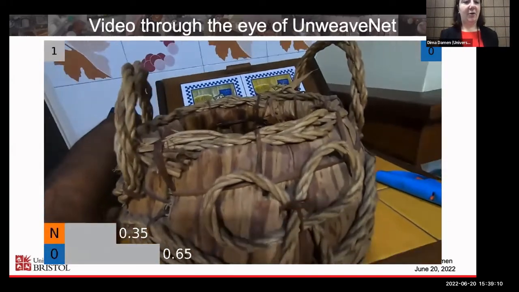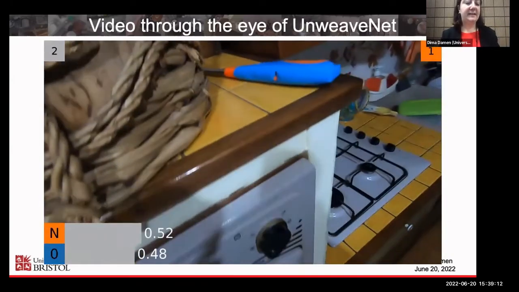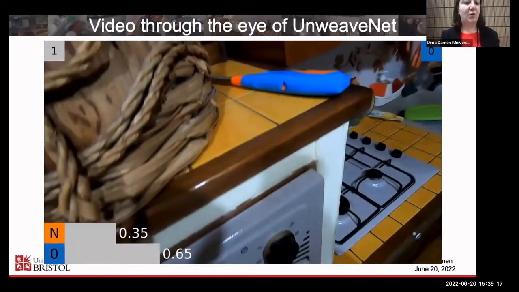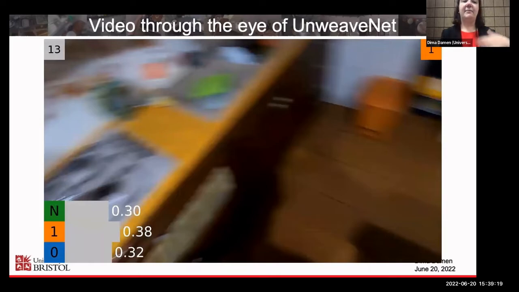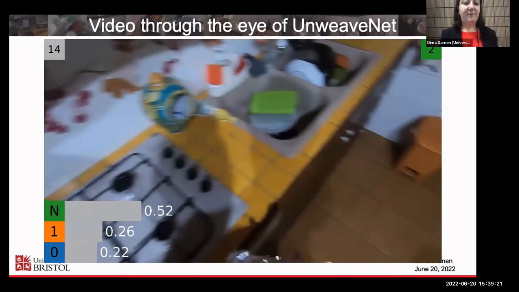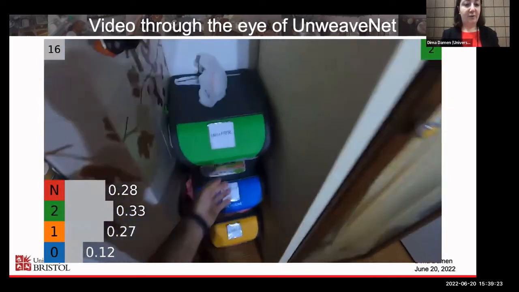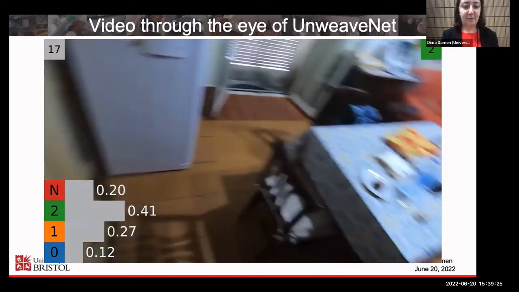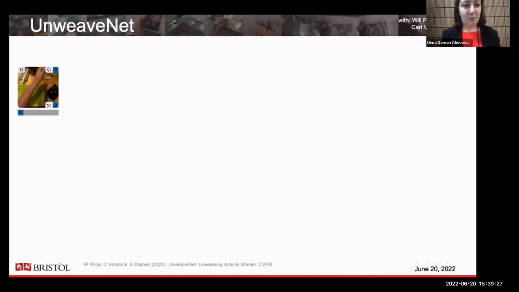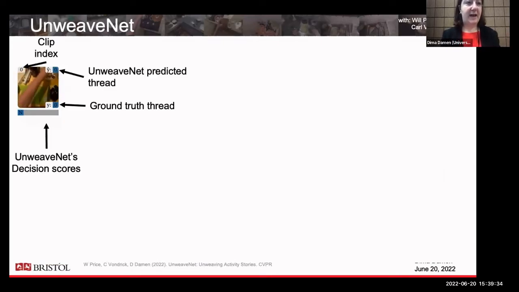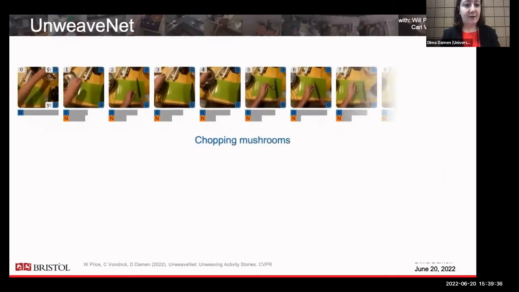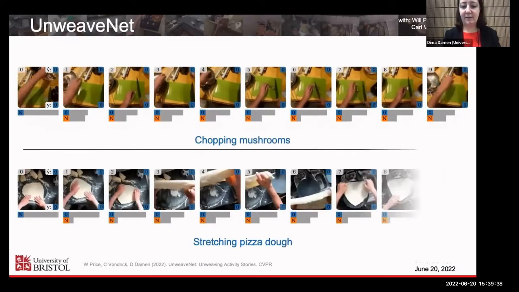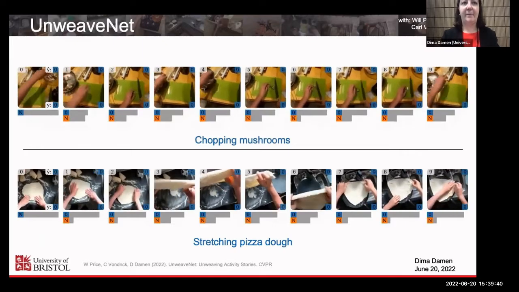So you're starting by saying, okay, I think the person is doing something. And then at a certain point, you can see this switch. So a new thread is more likely than the current thread. And then with time, you're figuring out the person is moving from one thing to the other. It's very hard to see them with the video. So Will has produced these visualizations of short clips with the clip index, with the prediction, the ground truth, and the decision score. And you can see the model basically saying, I'm still doing the same thing.